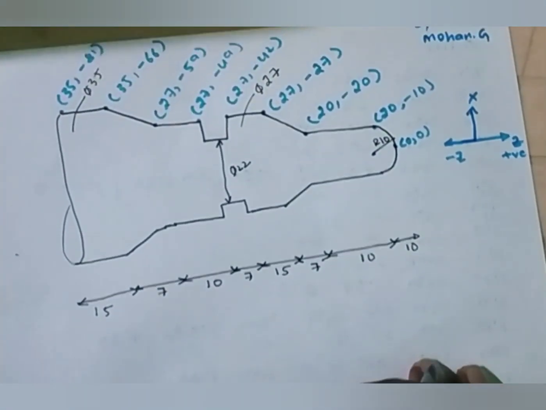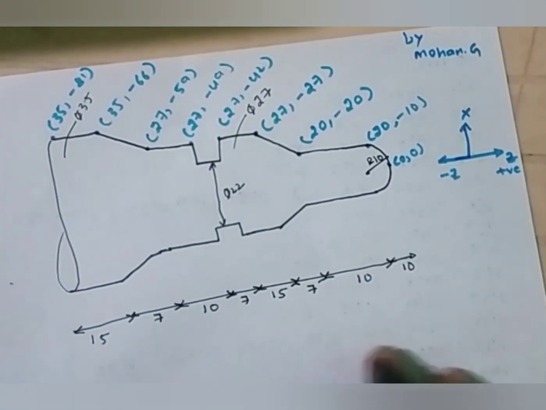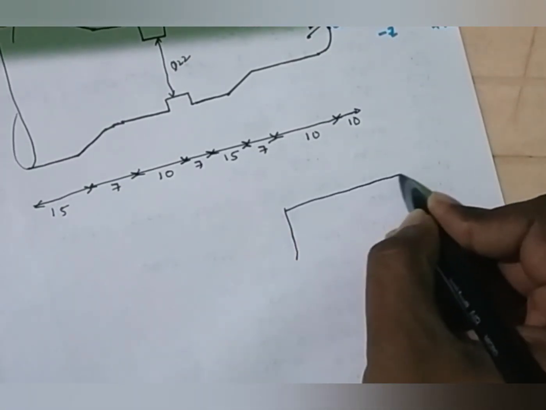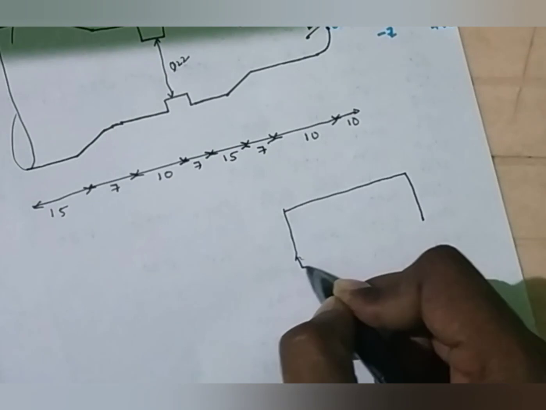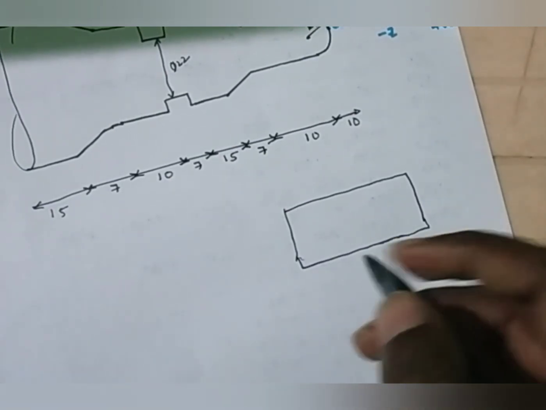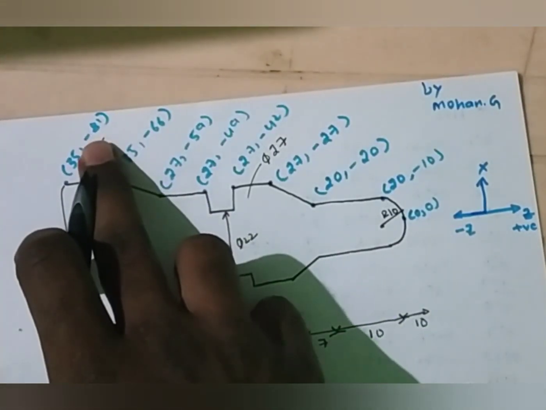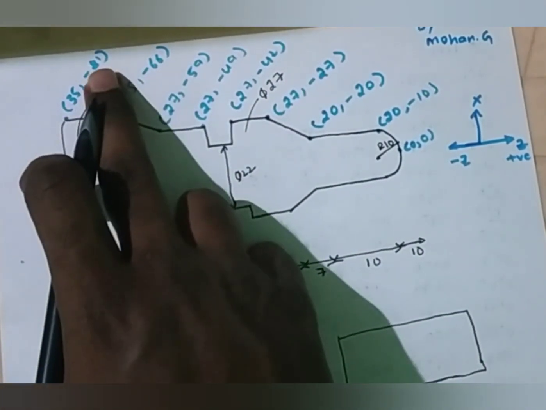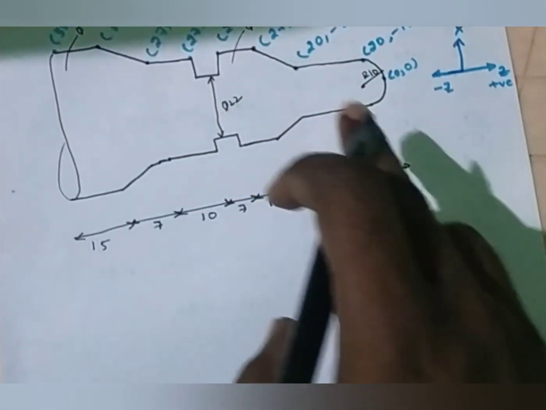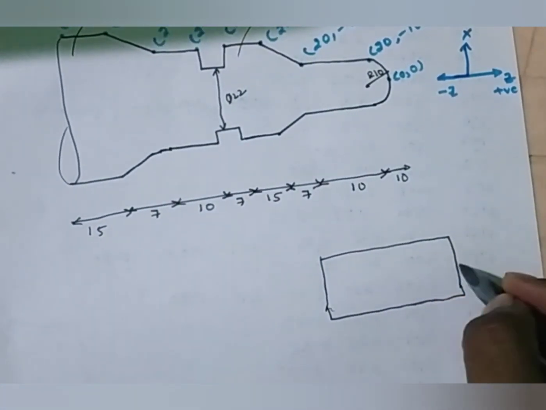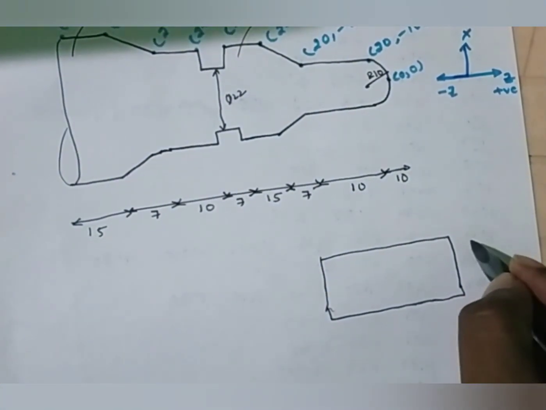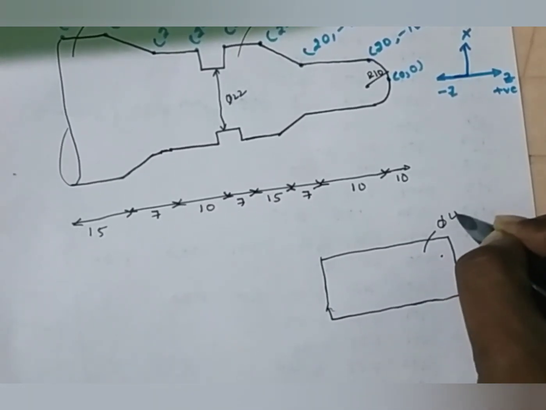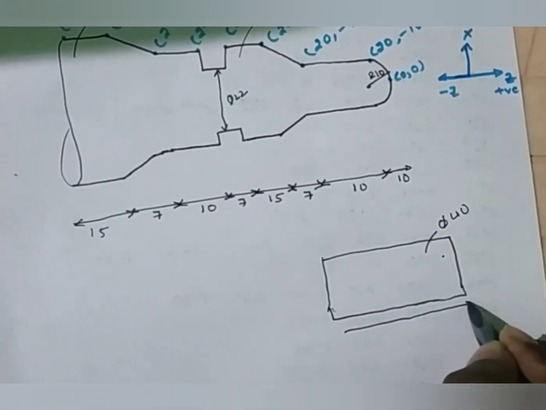Okay, now the second step is we have to write the billet. We have to assume the billet. As I said, the billet dimension should be greater than the given geometry. Here the maximum diameter is 35 mm and the length is 81 mm. Here I am going to assume the blank billet diameter as 40 mm and the length as 85 mm.